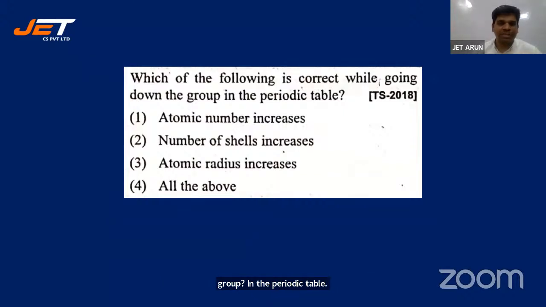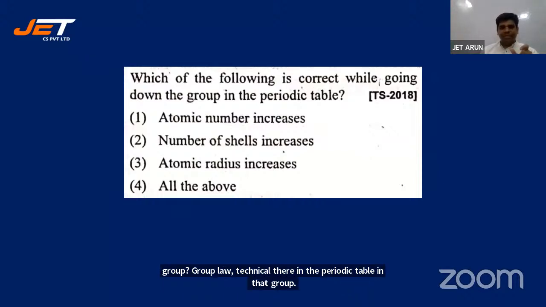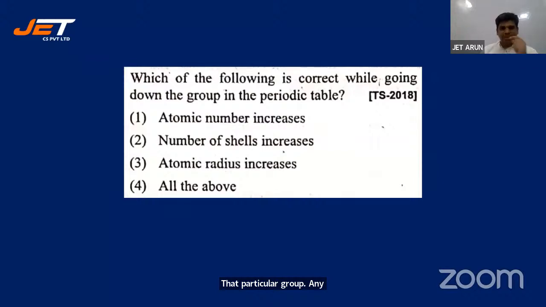Atomic number increases, number of shells increases, atomic radius increases, all the above. Which of the following is correct while going down the group? Any group in the periodic table, which of this is correct? Atomic number increases, number of shells increases, atomic radius increases, all the above.